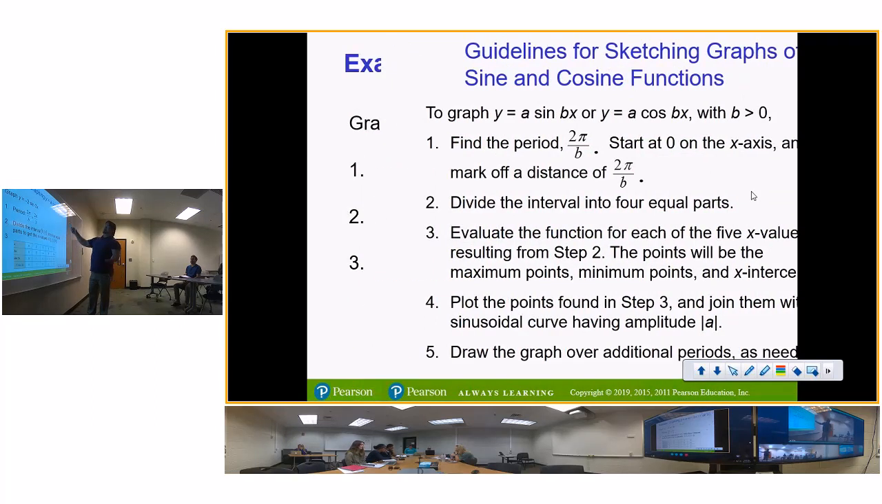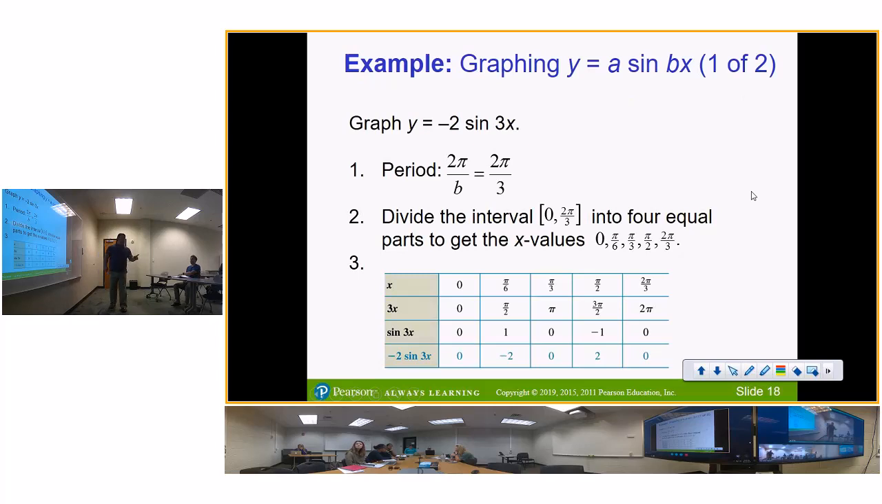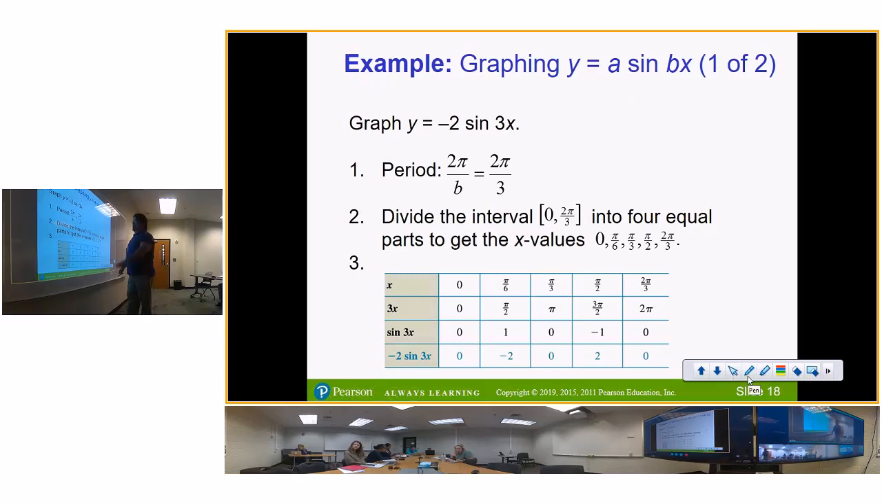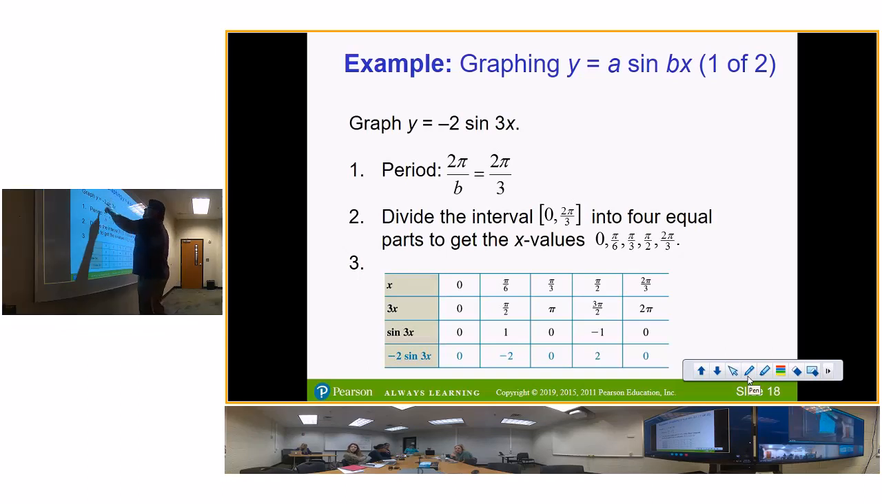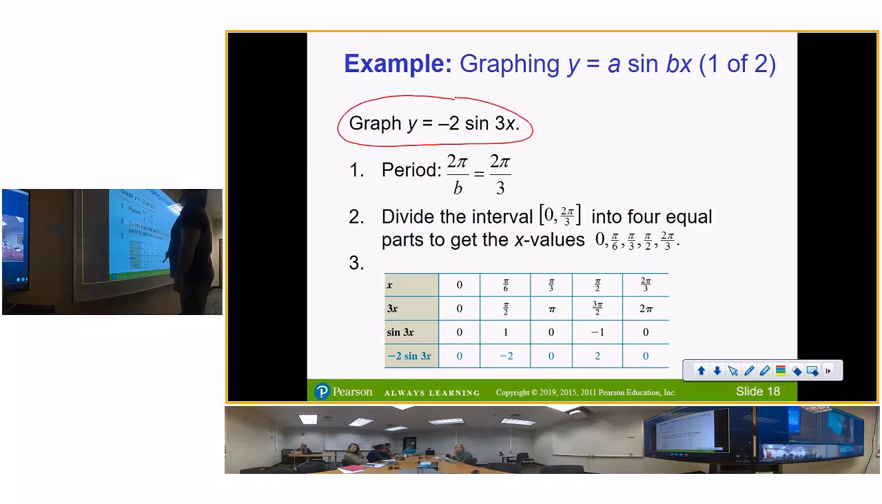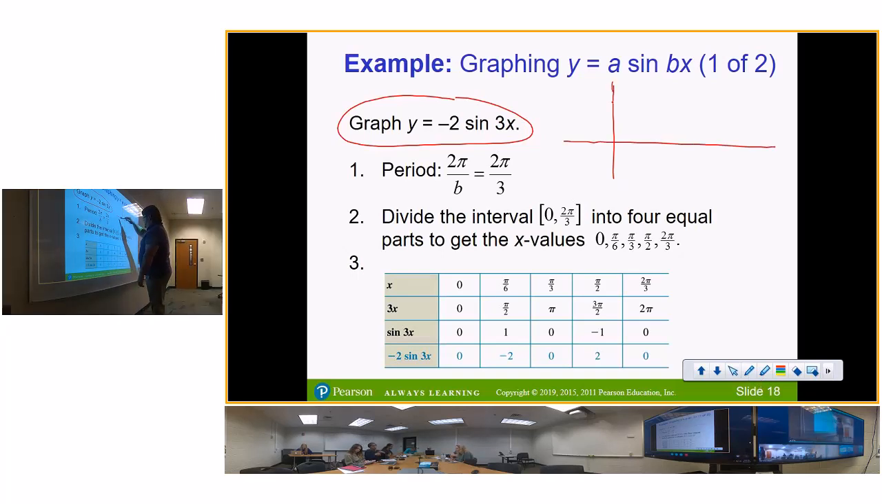Here's a prime example. We know that the parent graph of sine looks like this. And this is a test question, not all this down here, but this right here is a test question. I want you to be able to visualize this. This is what I want you to be able to see. Let me do this in black. My parent graph, we know the parent graph looks like this, right? Everybody with me?